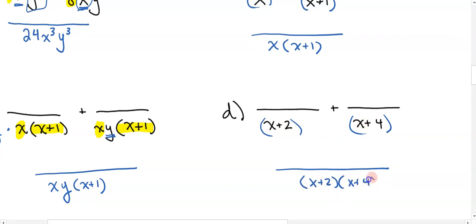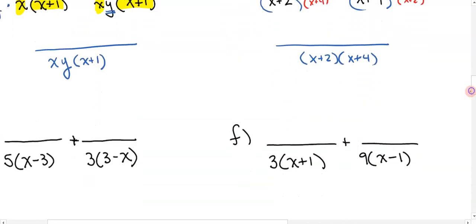Okay, and this is where it's going to start to get big and messy in some of the questions, because you have to, what am I missing here? Oh, I'm missing my x plus 2. What am I missing here? Oh, I'm missing my x plus 4. So there'll be a lot of foiling and multiplying, etc. when you get to the numerators.